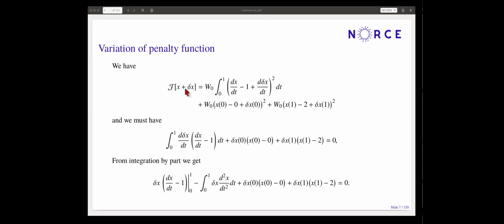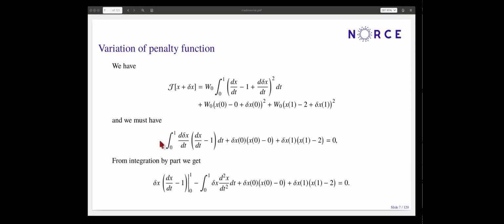You just insert x plus delta x in the cost function, and we get this expression. And if we subtract J of x from this one, then you see that the dx/dt minus 1 squared disappears, and x0 minus 0 squared disappears. There are a number of terms that are all proportional to delta x, which is in here. And then there are some terms that are proportional to delta x squared, which I just ignore.